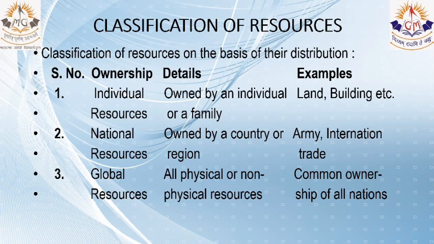Then we come to the third classification in terms of ownership, that is global resources. The meaning of global resource is all the physical or non-physical resources that belong to humanity. For example, common ownership of all the nation. For example, the air that we breathe. The air is a common resource. It belongs to everybody present on the earth.